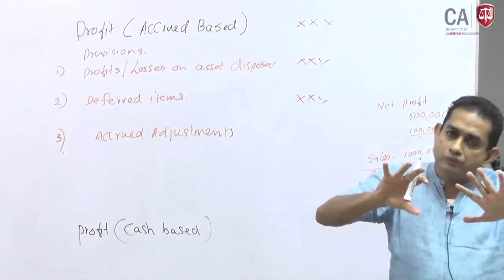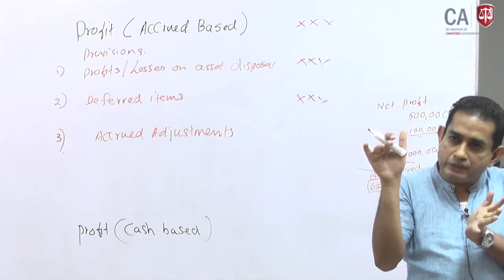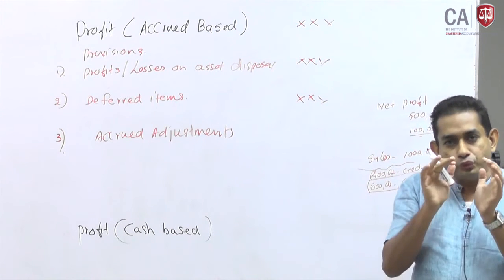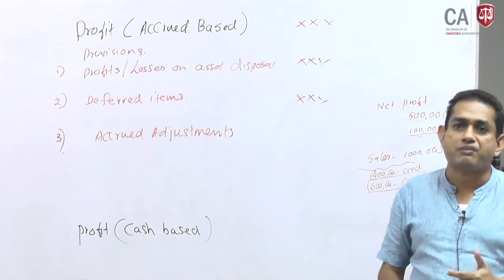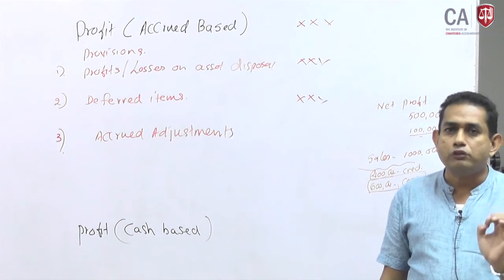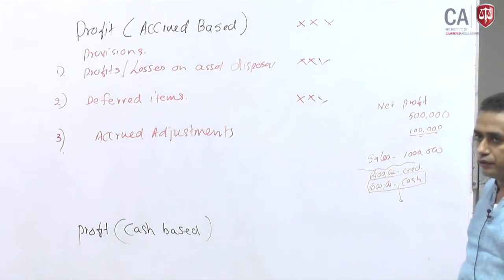Now what do we need to do? In converting your accrual basis profit to the cash basis profit, you need to eliminate the effect of your accrued sales transaction. Accrued sales. What is the value of your accrued element of your sale transaction? 400,000.